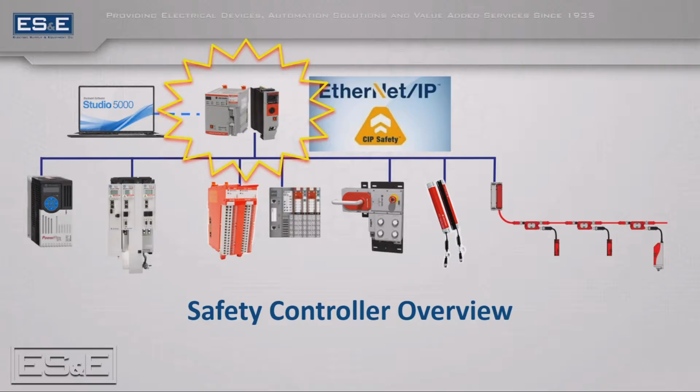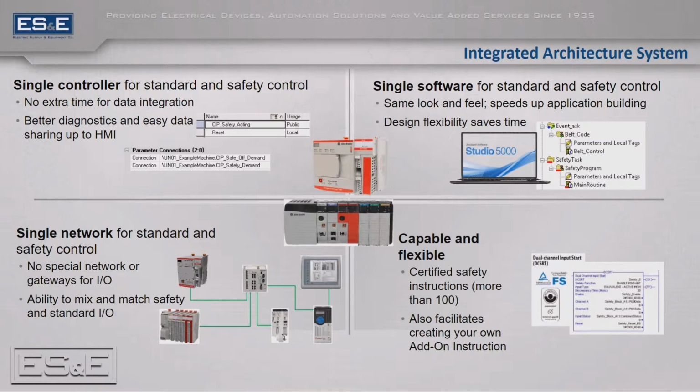So the next topic we're going to review are the various safety controllers that Rockwell offers that work with CIP safety to build that architecture. If you are using CIP safety, you're going to need some sort of safety controller. When we talk about safety controllers, we do want to highlight that there is not a separate controller from your standard processing unit. It's an addition onto your standard processor. So you have your main processor that'll run your machine or run the process, and then on the side of that, you will have a safety controller built into that. So there is no extra time for data integration and that type of work.